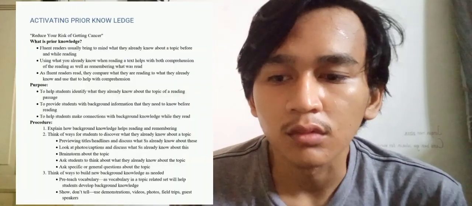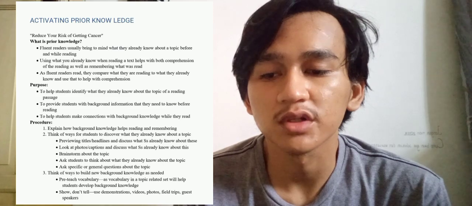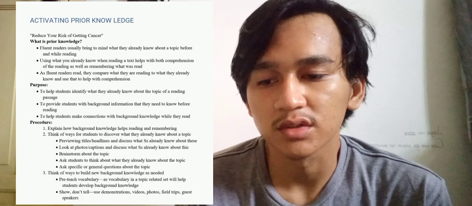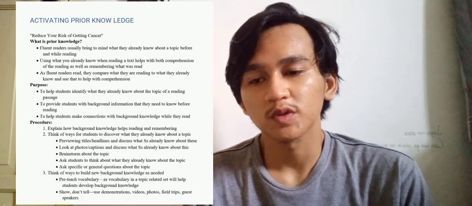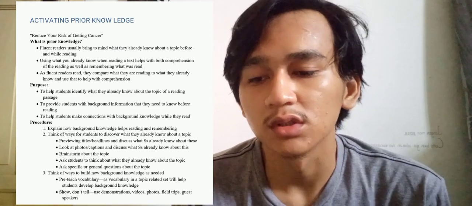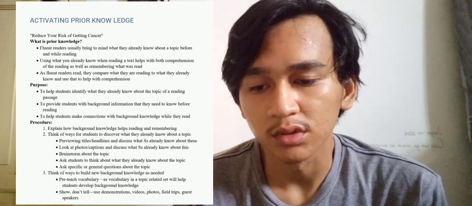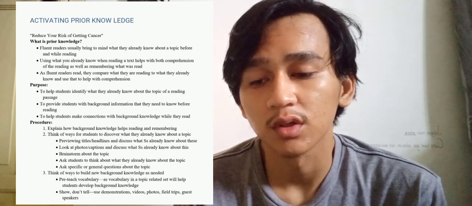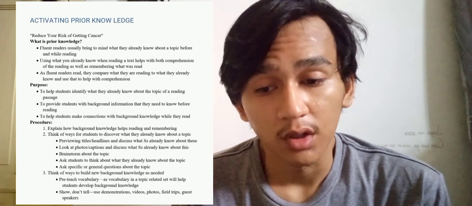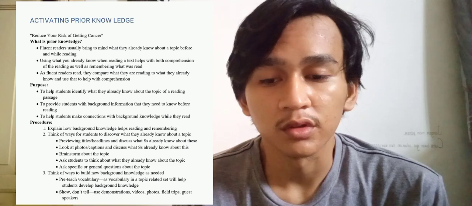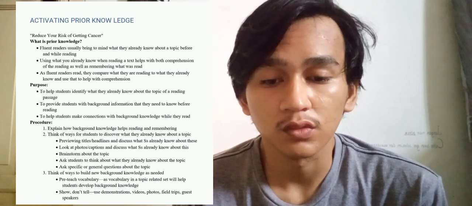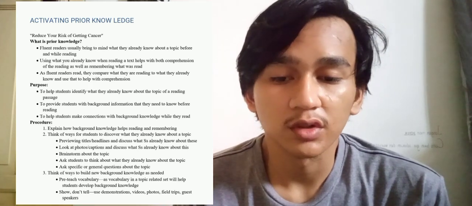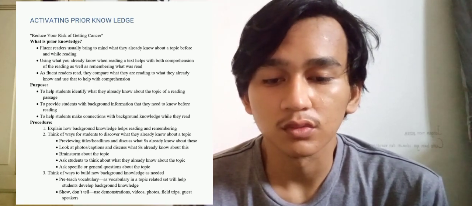And then, activating prior knowledge. Reduce your risk of getting cancer. The purpose of activating prior knowledge is, one, to help students identify what they already know about the topic of the reading passage. Two, to provide students with background information that they need to know before reading. Three, to help students make connections with background knowledge while they read.